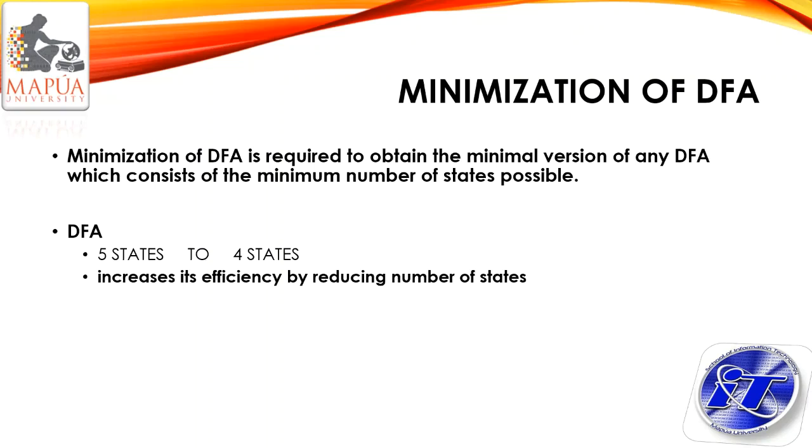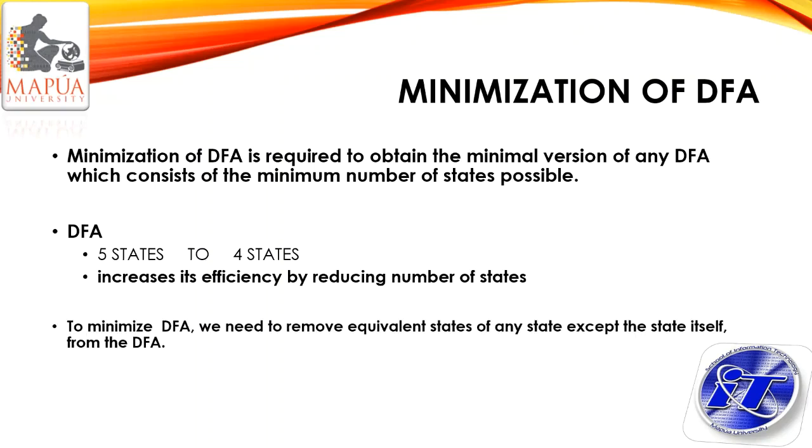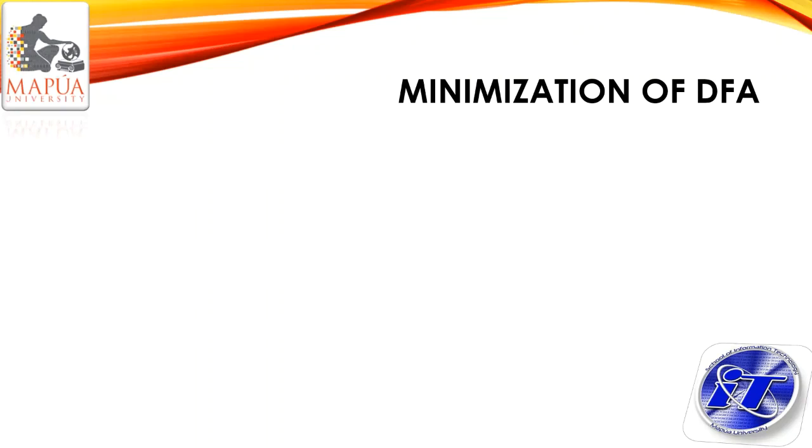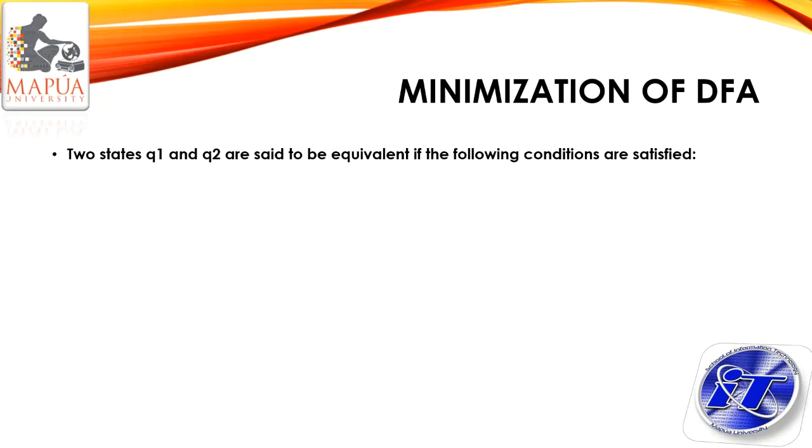Okay? And how do we minimize? By removing the equivalent states. So we're going to determine which among the states are equivalent and then remove the redundant states. Okay? So how do we determine if they are equivalent?